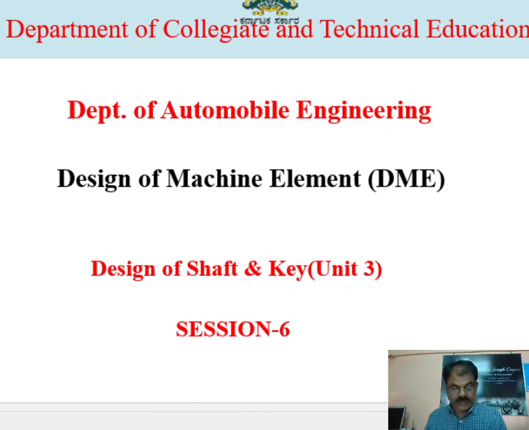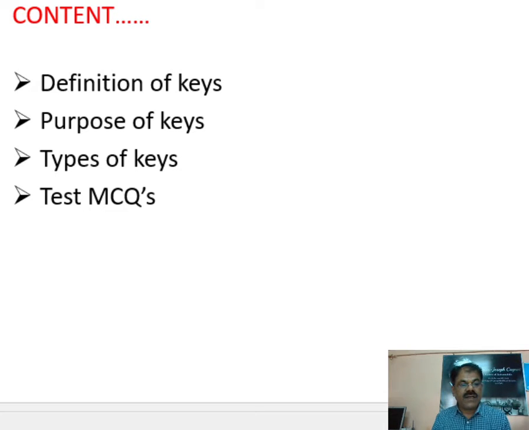Hi everyone. Welcome to this session number 6 under unit 3. The session name is design of shafts and keys. Content: definition of keys and purpose of keys, types of keys, and test MCQs.